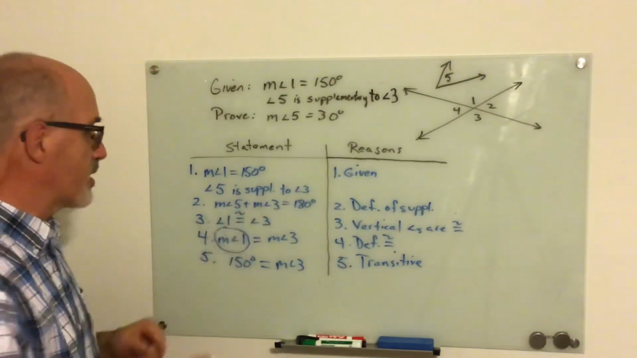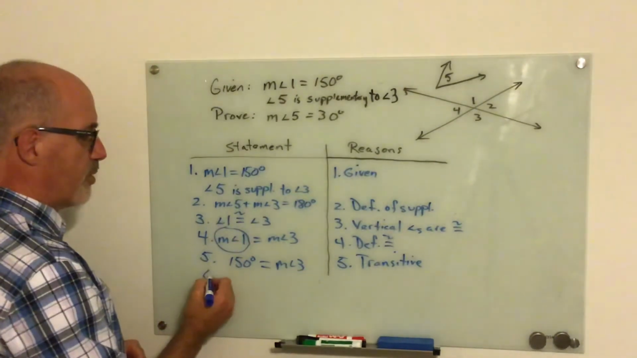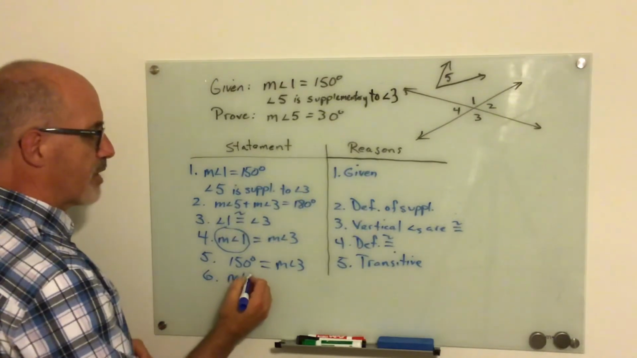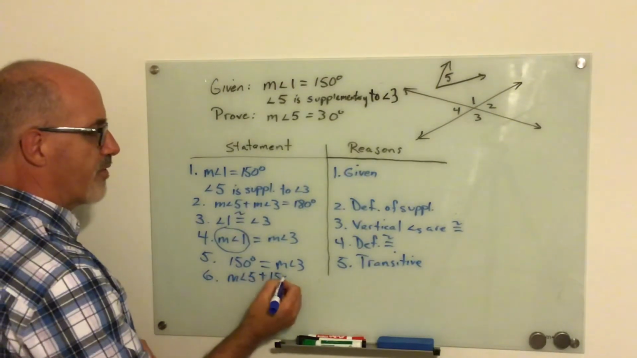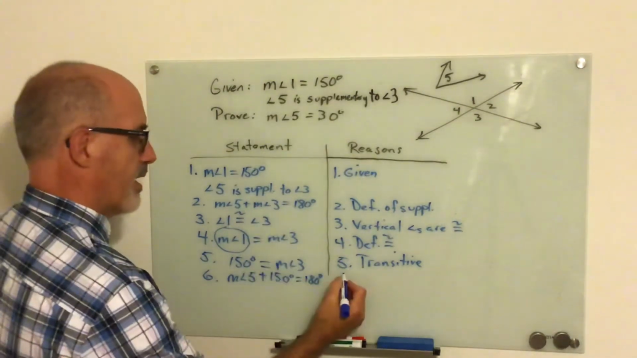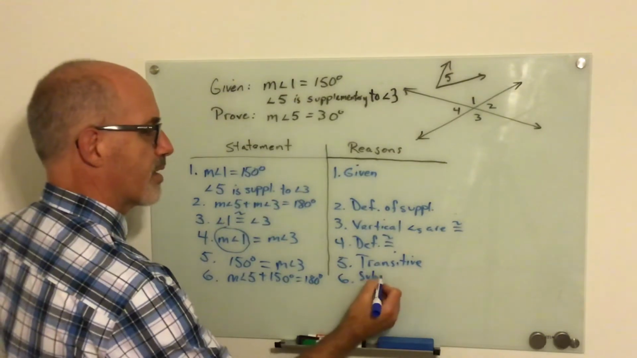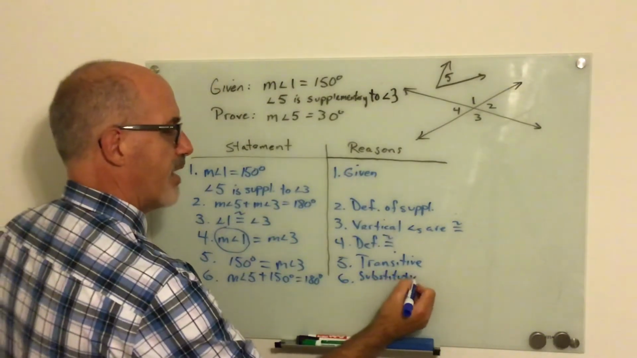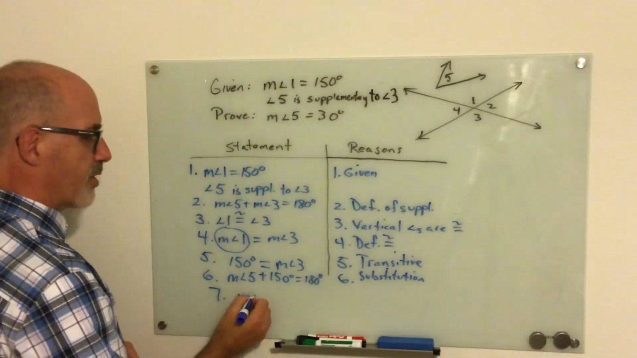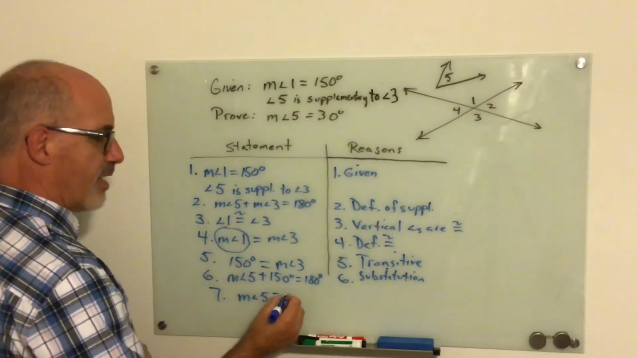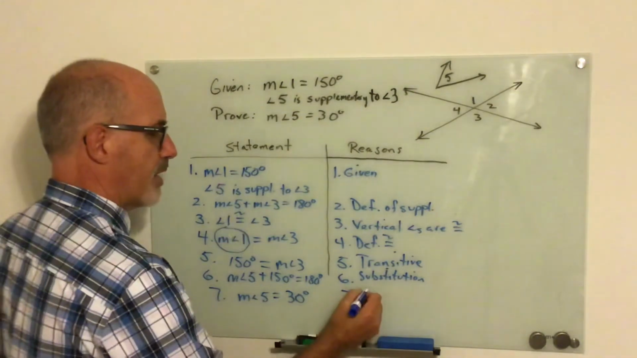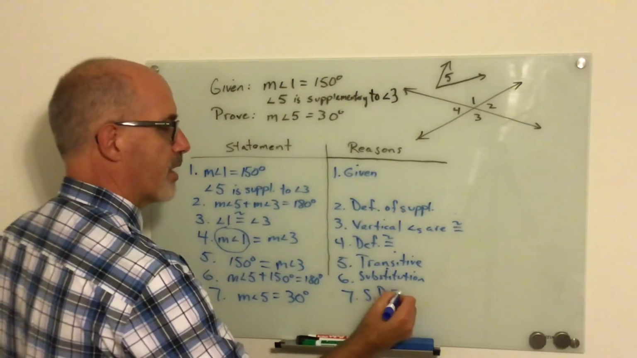Once I have that, I can take this and I can substitute it now into this equation. So step 2, I'm going to substitute, take out the measure of angle 3 and substitute 150 degrees. So we get the measure of angle 5 plus 150 degrees equals 180 degrees. From there, that's substitution. And now we go ahead and subtract from both sides, and the 150 degrees subtracted from both sides tells us that the measure of angle 5 is equal to 30 degrees by the subtraction property of equality.